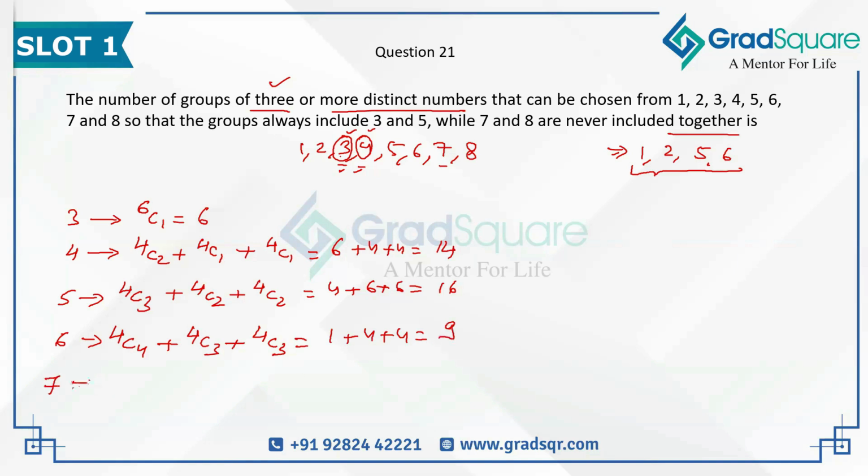Or I can take 7 numbers. If I have to take 7 numbers out of these 8 numbers, and I don't want 7 and 8 together, there's only one way if I'm taking 7 into account and rejecting 8. So 1, 2, 3, 4, 5, 6, 7 is my selection. Or I can take 1, 2, 3, 4, 5, 6 and 8. That is another selection possible. So 2 ways over here. So what are we looking at? 14 plus 16, which is going to be 30, and then 9 makes 39, and 6 is 45 and 2 is 47. So there are a total of 47 ways to do this.